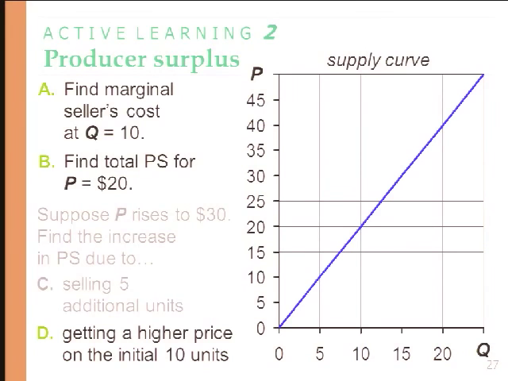Okay, Sarah, what's the answer for A? It would be 20 years. So we come to the quantity 10, you come up to the supply curve, and you get your willingness to sell by just coming over from the supply curve to the vertical axis, right? Okay. What about B? Does everybody agree? Okay, let's move on.